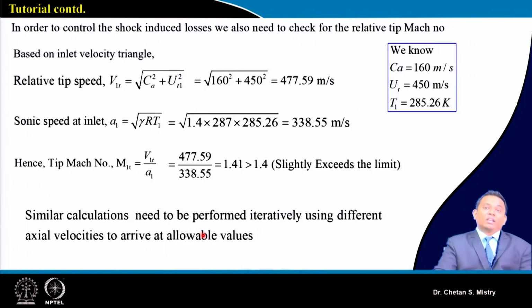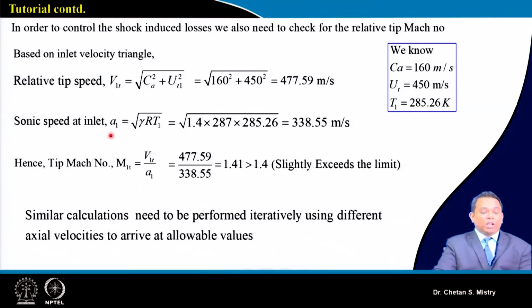Now once we have done the calculation for my axial velocity and my peripheral speed, we will be checking what is happening with our tip Mach number, because that is our main target. It says my tip Mach number should not exceed 1.4. So we will be calculating that part. In order to do that, we will be calculating our relative velocity. Based on our velocity triangle, with axial entry, we can straightaway write it as the square root of Ca square plus U tip square.